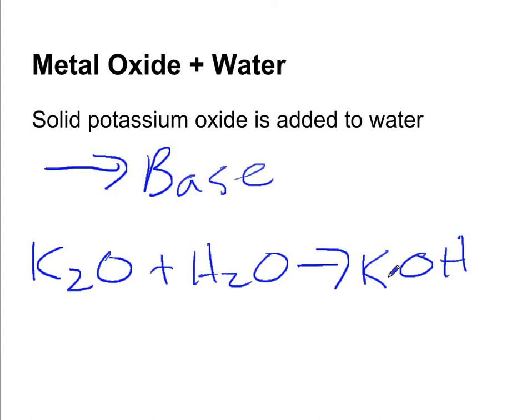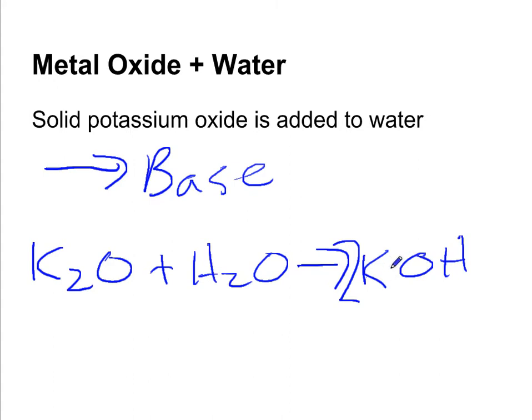This is not a balanced reaction. We've got to throw the coefficient of 2 in front of our product here. And this is not the net ionic form either. Potassium oxide is a solid, so it stays written together. Water is a liquid, it stays written together. But potassium hydroxide is a strong base.